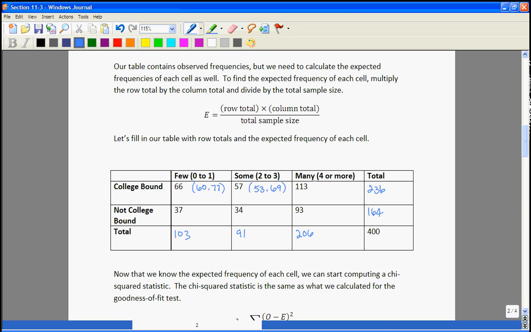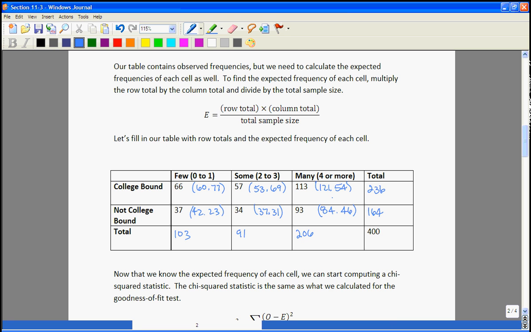And now here's what I got for the remaining cells. So 121.54, I multiply 236 times 206 divided by 400. Here I get 42.23. For 34, I got 37.31. And for 93, I got 84.46. Okay? And those should still add up. There might be some rounding error, but they still should add up to the row totals and the column totals if you just want to double check that.